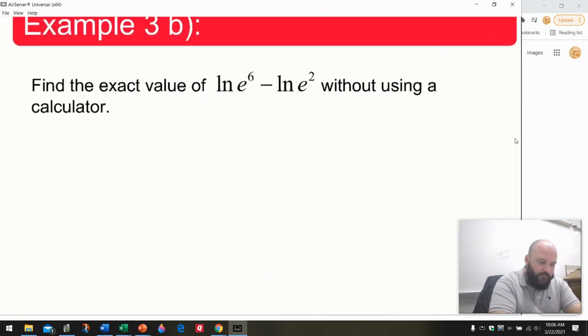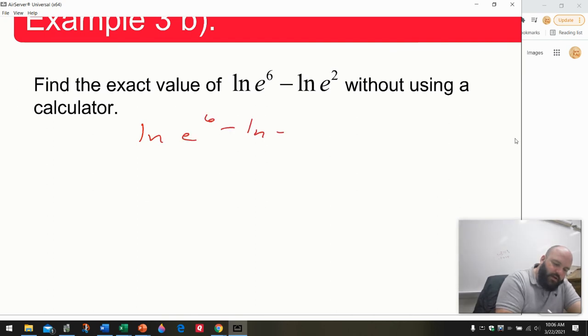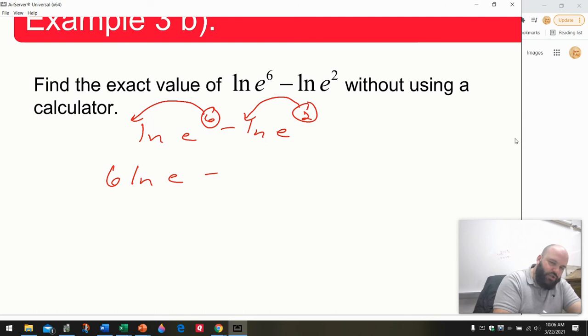Now, here's another one. It says find the exact value. And similar to the last problem, we're not going to use a calculator. We're going to use our log properties. So let's start out by writing the expression. We have natural log of e to the 6th minus natural log of e to the 2nd. Okay. And now we will utilize the power property and bring both of these powers down in front of the natural log. So we will have 6 natural log of e minus 2 natural log of e.